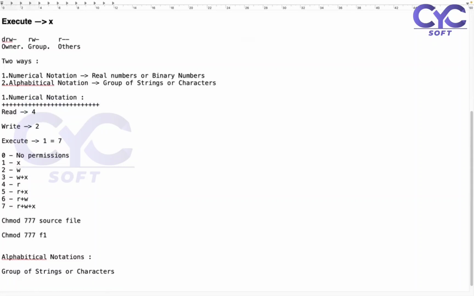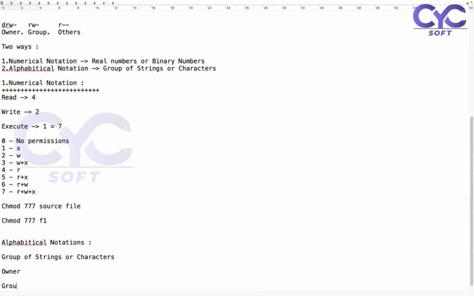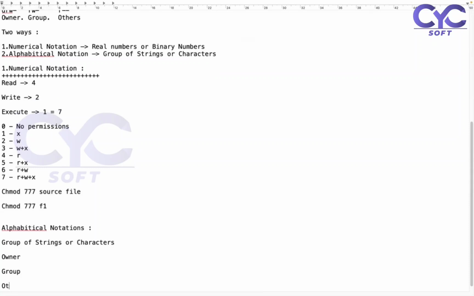For this, we again have owner, group, and others. Here you only have to know one thing: owner stands for U, group stands for G, and others stands for O.